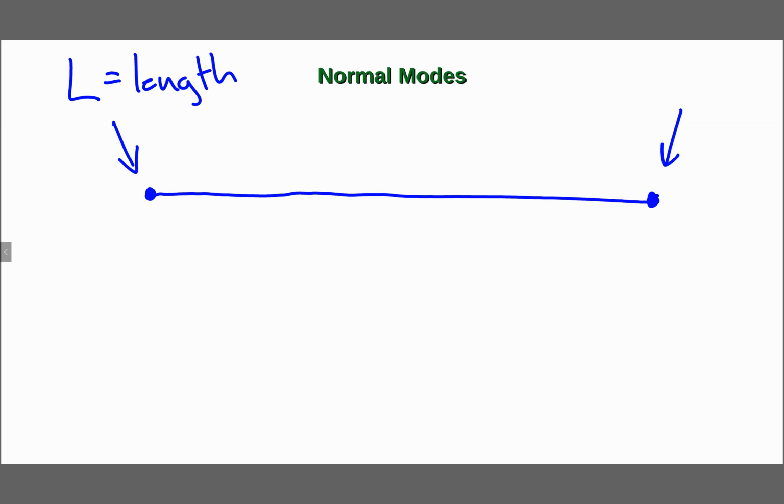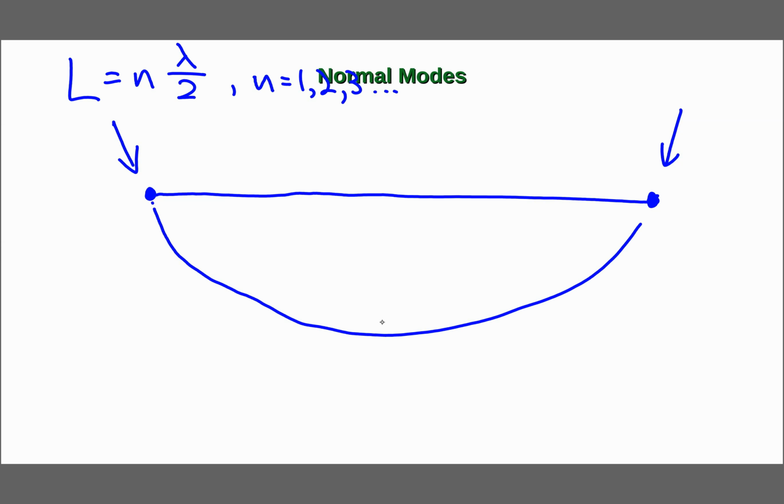So that means that L equals n lambda over 2, okay? Where n equals 1, 2, 3, etc., okay? Integers. So if L was half a wavelength, I would just have this, right? The thing would be vibrating up and down like this, right? Because neighboring nodes are half a wavelength apart.